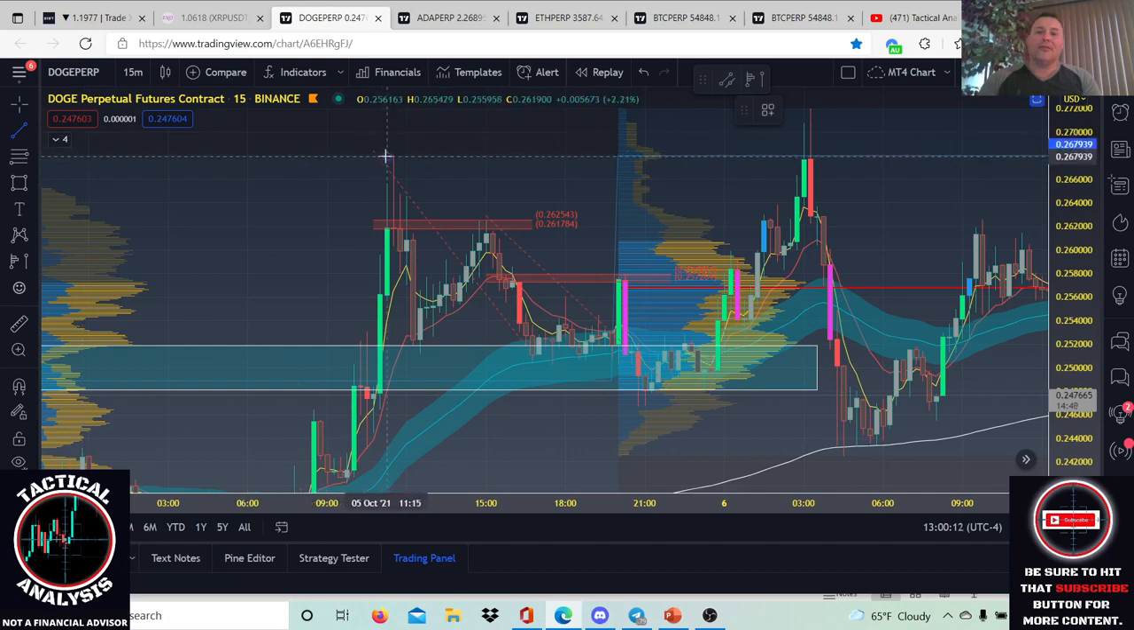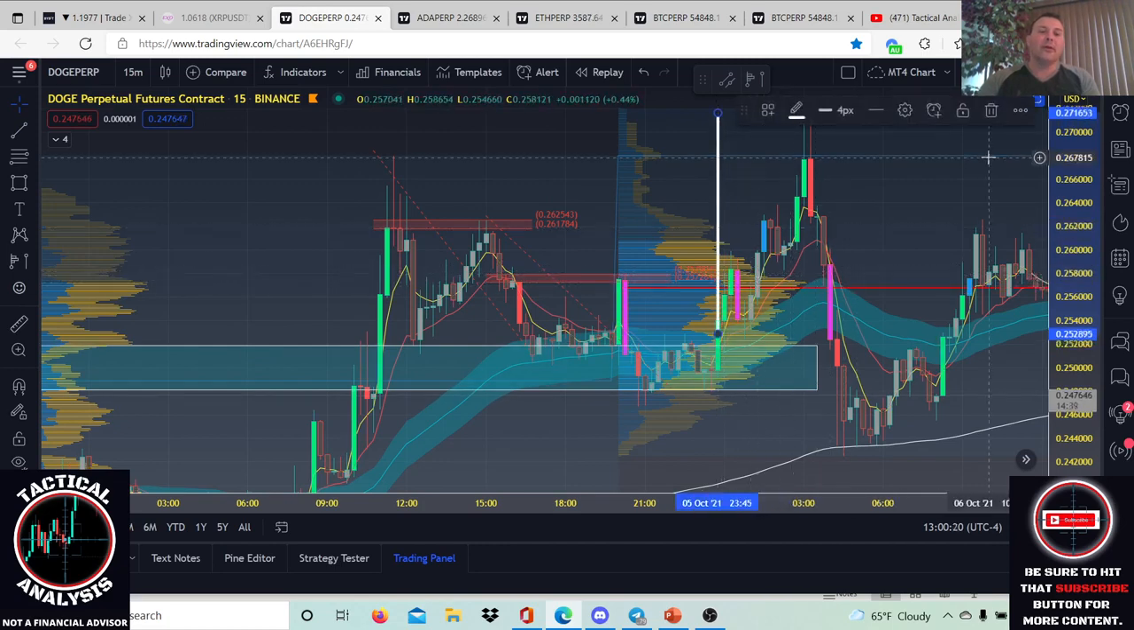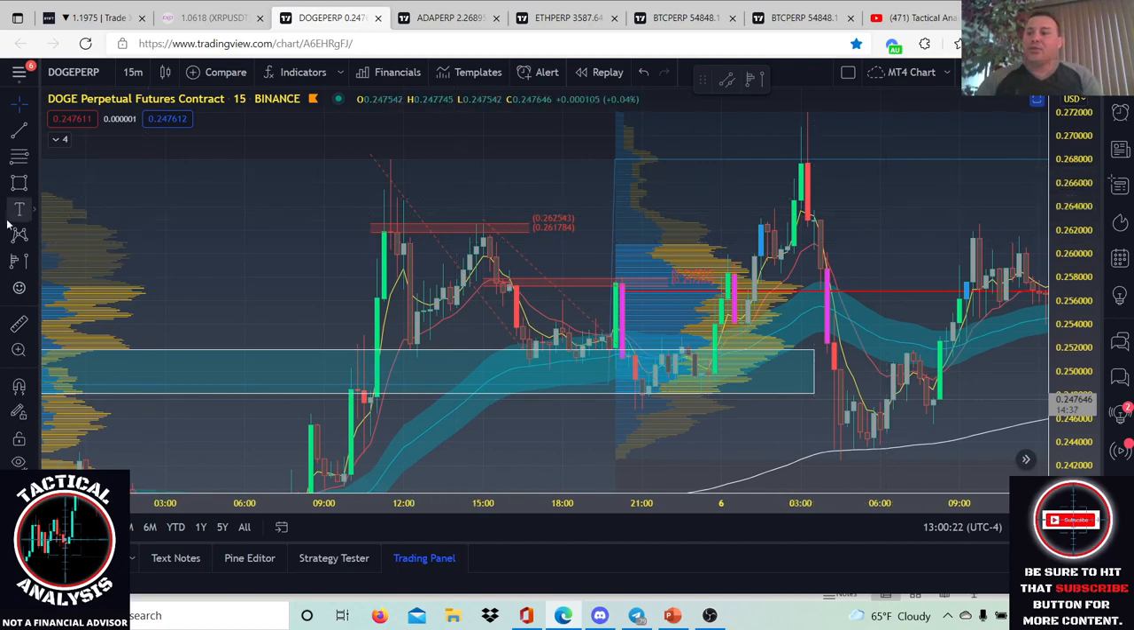I'm getting a little off topic, but it wouldn't be me if I didn't, right? Measured move price target from the breakout of the triangle, almost to the dollar. Back to risk reward ratio.